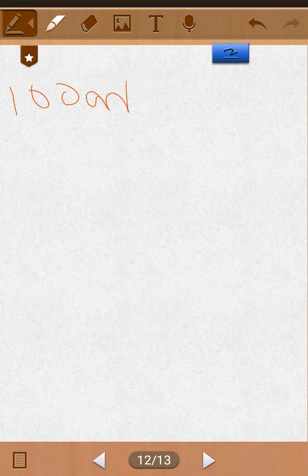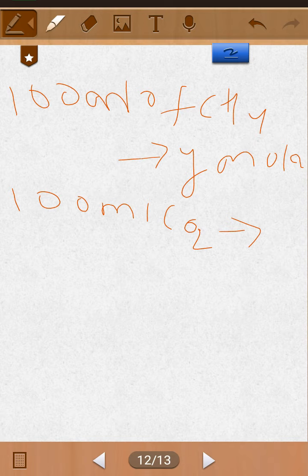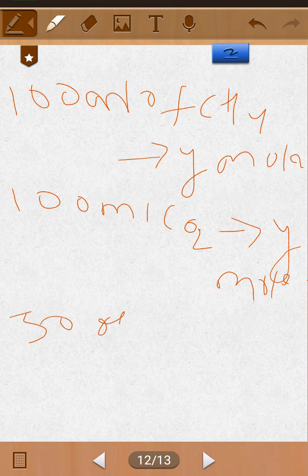For example, we take a plain sheet. In 100 ml of CH4 gas, how many molecules are there? Say y molecules. In 100 ml of CO2, how many molecules are there? Since the volume is equal, the number of molecules is the same, that is y molecules. Then in 50 ml of CO2 gas, how many molecules are there? The volume is not equal, it is half, so the number of molecules should be half, y by 2.